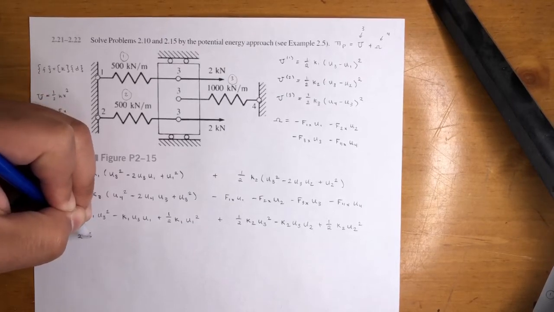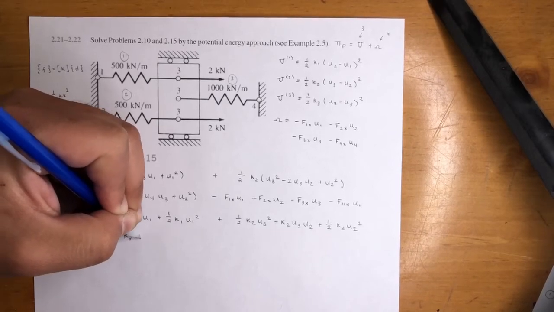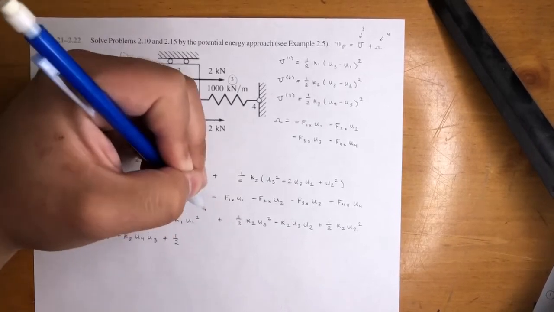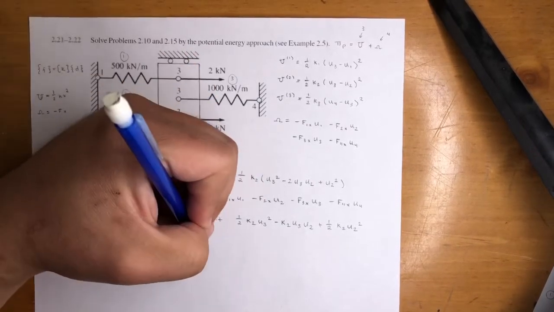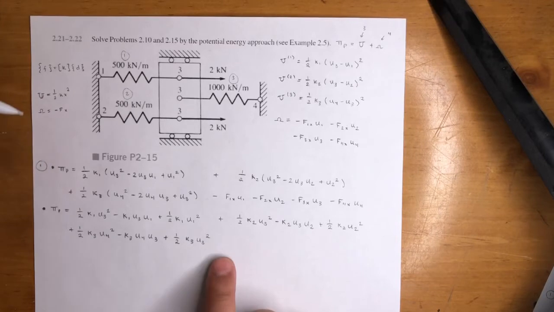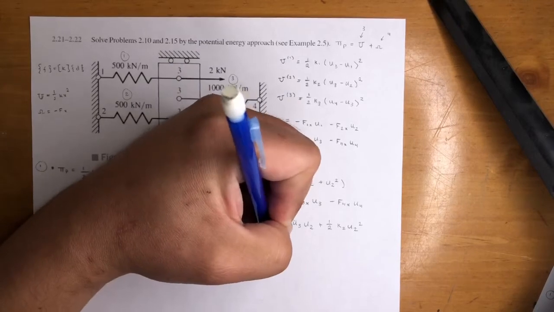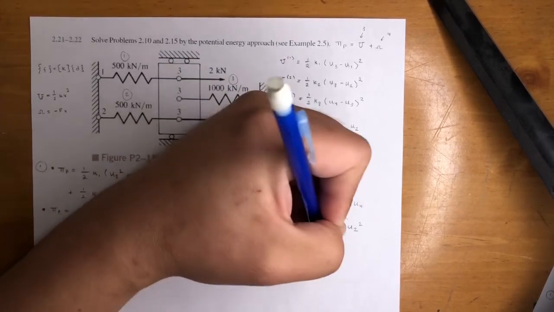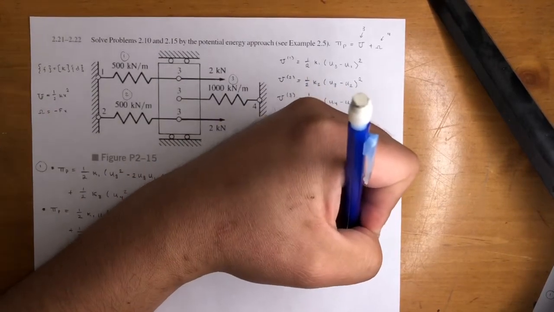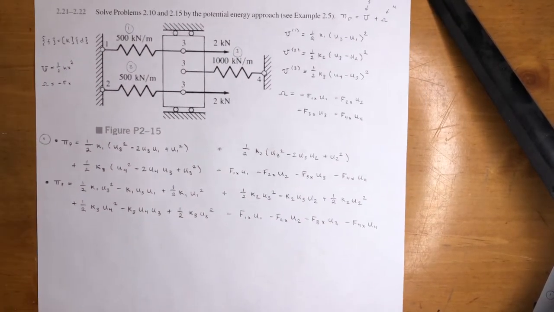1/2 k3 now times u4 squared minus k3 u4 u3 plus 1/2 k3 u3 squared. Right? Hope I didn't mess up there. Verify this, okay? But I'm pretty sure it's right. Minus f1x u1 minus f2x u2 minus f3x u3 minus f4x u4. Okay, so we're right here.